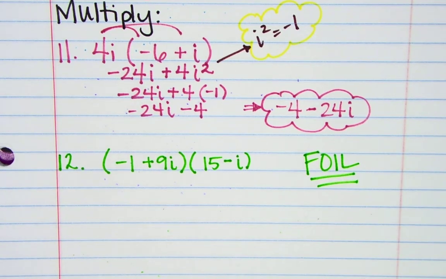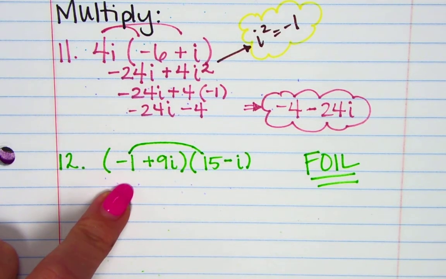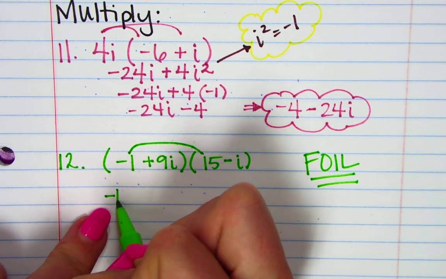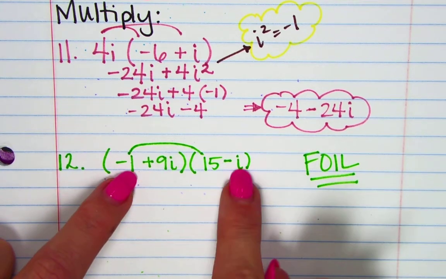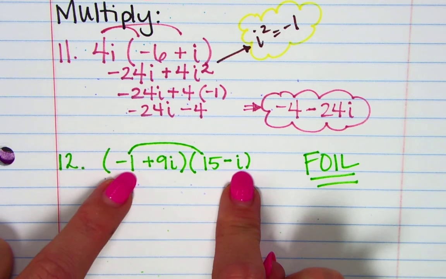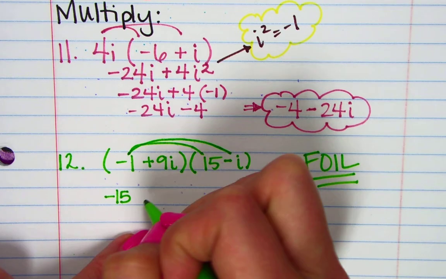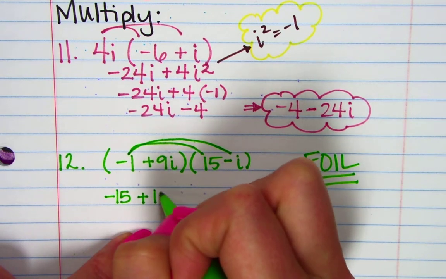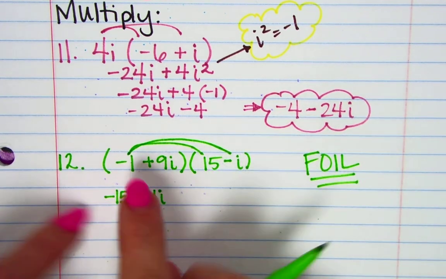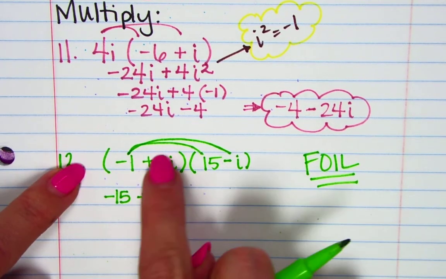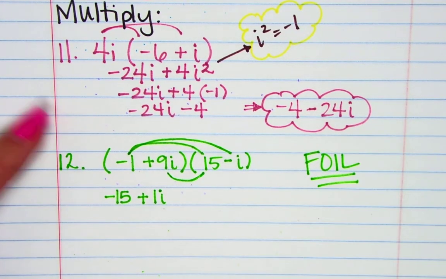FOIL is an acronym. So first times first will be -1 times 15, -15. Then outside will be the 2 on the outside. Negative 1 times negative i. Negative times negative gives me positive. It'll be positive 1i. Then my 2 inside. Usually I just do this number times both of these, and this number times both of these. That's what FOIL is. 9i times 15.